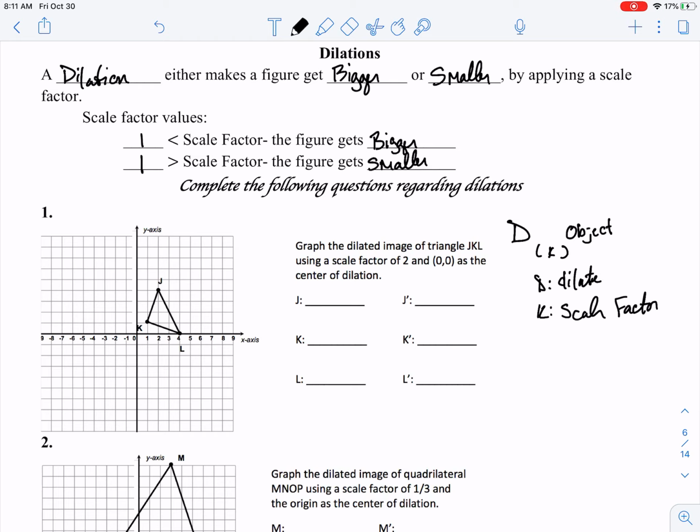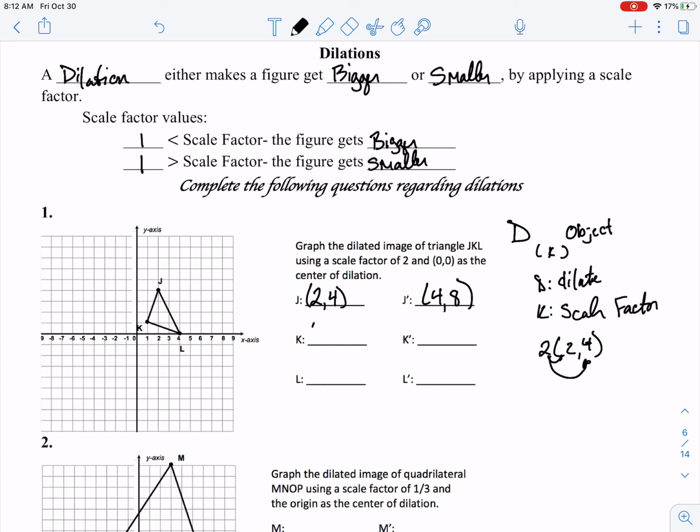Okay, and then just like with any other rigid transformation we've done, do this point by point. So if J is (2, 4), by a scale factor of 2, all we're going to do is do 2 times (2, 4), and we're going to distribute this 2 inside to both our X and Y coordinate. So it will become (4, 8).